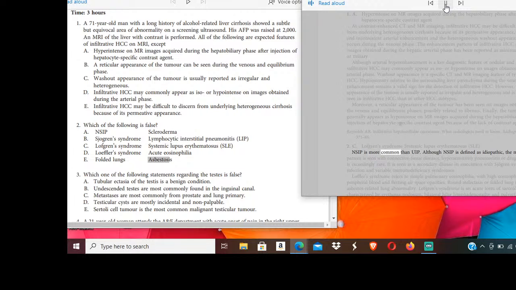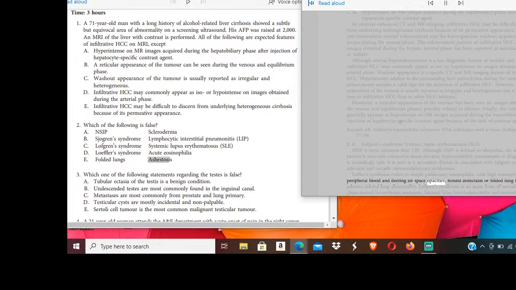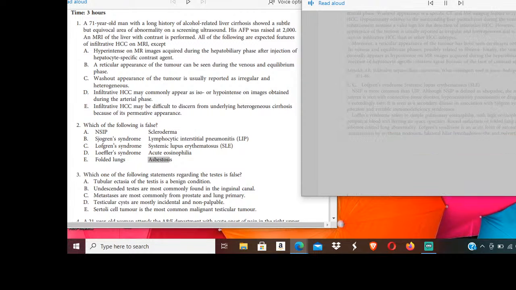In SLE, NSIP is more common than UIP. Although NSIP is defined as idiopathic, the morphologic pattern is seen with connective tissue diseases, hypersensitivity pneumonitis, or drug exposure. LIP is exceedingly rare. It is seen as a secondary disease in association with Sjogren's syndrome, HIV infection, and variable immunodeficiency syndromes. Loeffler syndrome refers to simple pulmonary eosinophilia, with high eosinophil count in peripheral blood and fleeting airspace opacities. Round atelectasis or folded lung is a recognized asbestos-related lung abnormality.